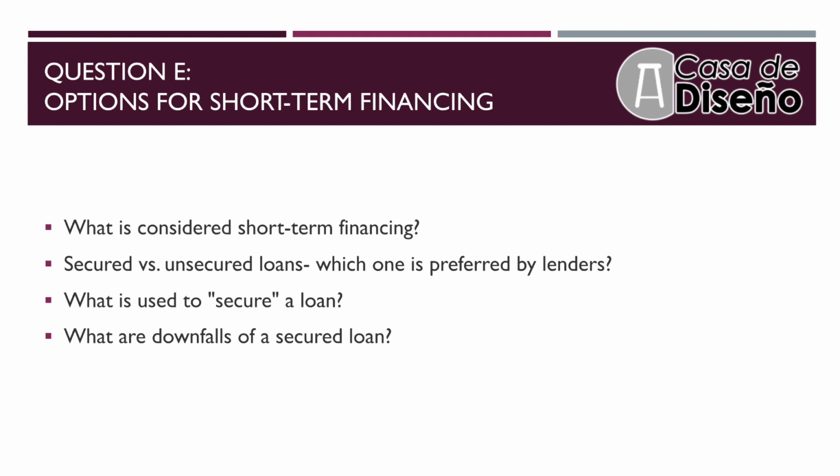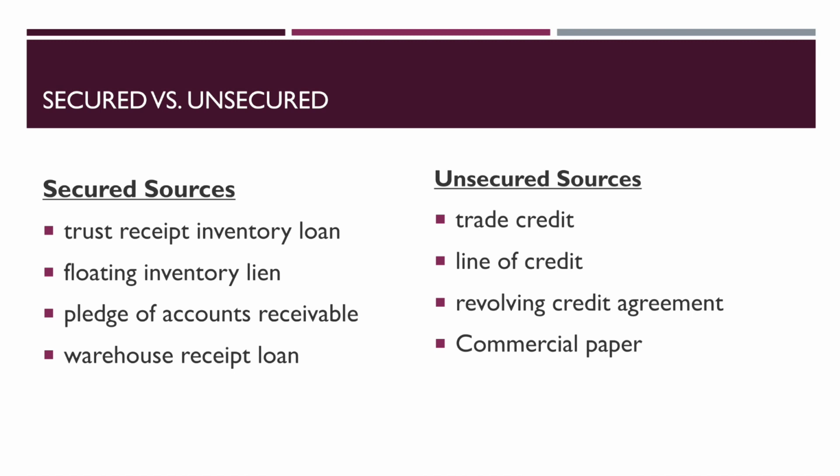Downfalls of a secured loan. You'll have to do, which we do at the hospital that I work for, a lot of FF&E, furniture, fixture, and equipment lists, and assess value to your items that you're using as collateral, and sometimes that can be time consuming. Options for secured versus unsecured. There are many. Let's talk about a few.